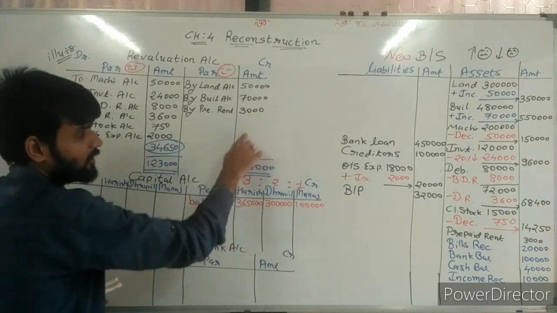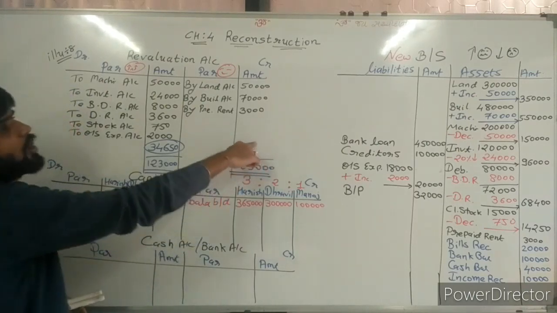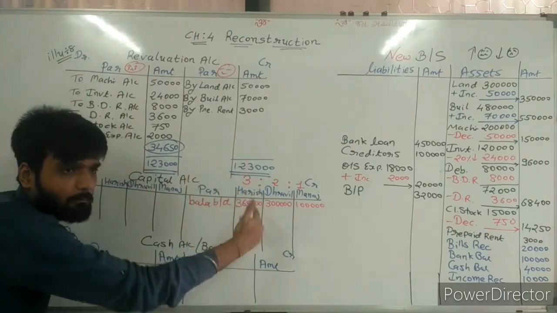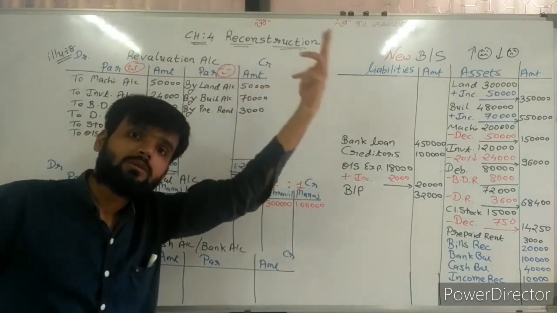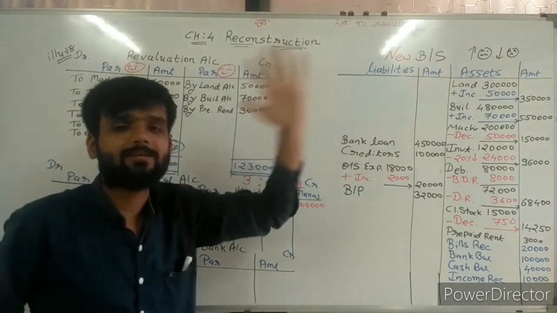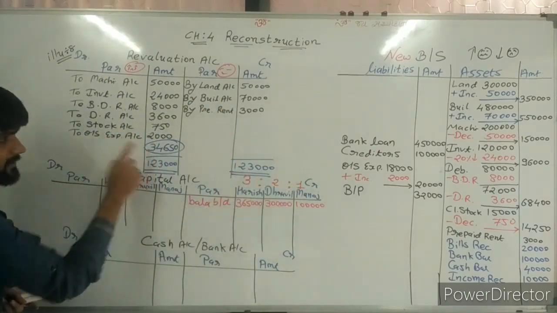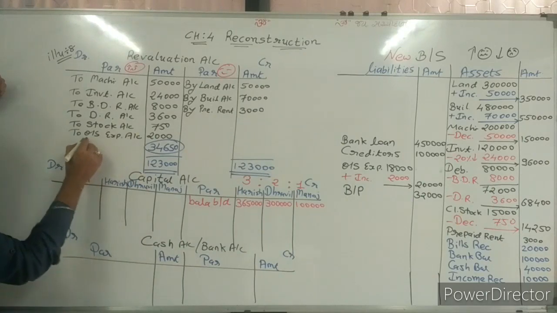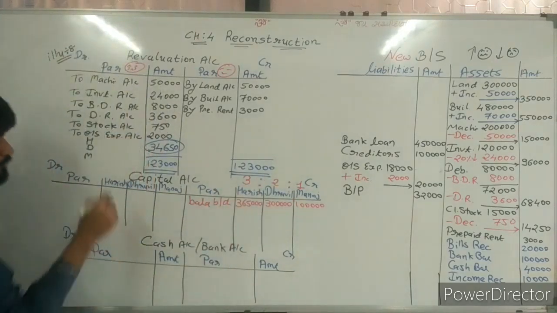If the balance is found on the credit side, then that balance is called revaluation loss. Now this is distributed among the partners. In which ratio, sir? The old ratio, in which they were distributing. The new ratio is not considered. So the old ratio is 3:2:1, and this 34,650 is distributed among partners H, D and M in the ratio of 3, 2 and 1.